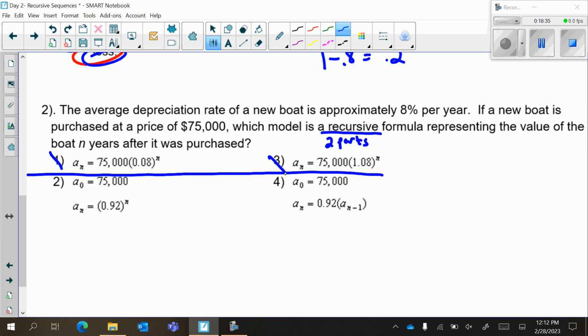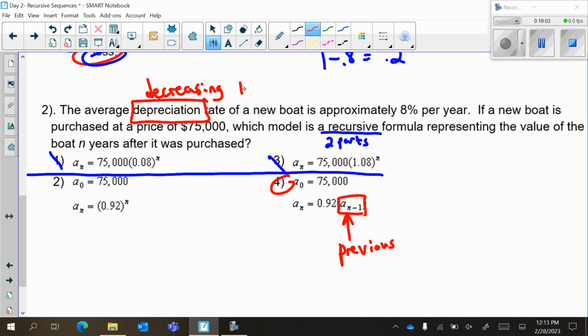Let's see what's happening. You know what? It has to be choice 4 because only choice 4 has the proper notation. It has the previous term. So it is choice 4. If you're wondering where the 0.92 comes from, well, we're talking about the depreciation rate of the boat. So this is decreasing.